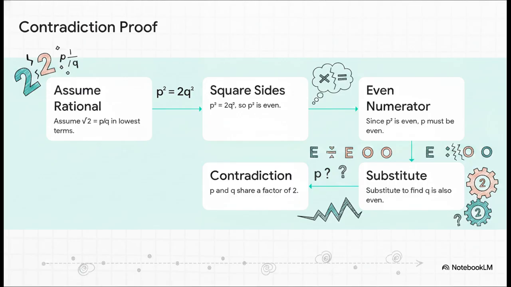We find that both p and q must be even numbers. And that is a massive contradiction. If they're both even, they obviously share a factor of 2, which means our very first assumption that they were in lowest terms was completely false. The whole pattern breaks, proving without a doubt that the square root of 2 is utterly irrational.